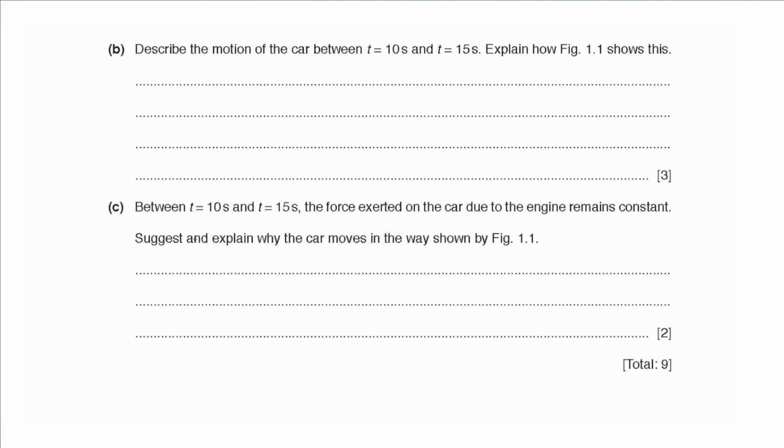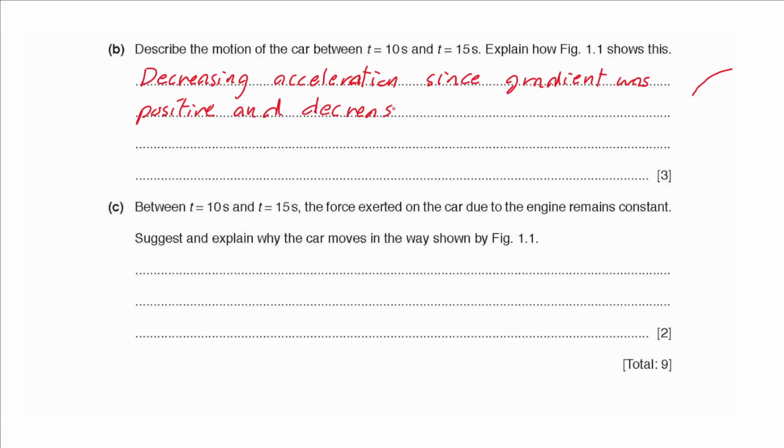Part B says describe the motion of the car between time t equal 10 seconds and 15 seconds. From 10 to 15 seconds we had a curve with decreasing gradient. So that would be a decreasing acceleration since gradient was positive and decreasing. And the positive gradient in this graph shows that the speed was increasing on the y-axis.